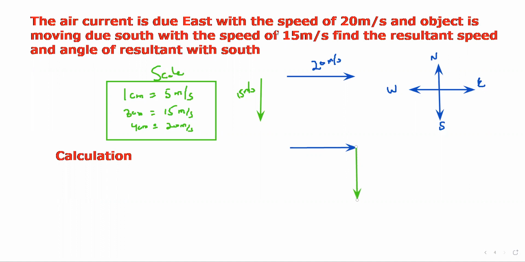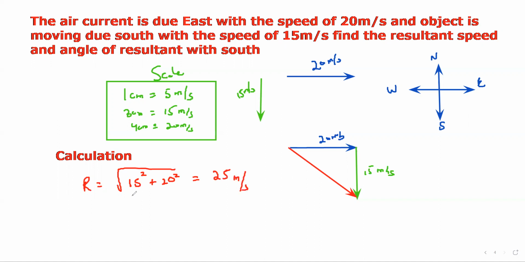So even in a calculation method, we complete a triangle. So 20 meter per second and 15 meter per second. So what will be the resultant? This will be the resultant, meaning the hypotenuse. So how to get the resultant of these two vectors? Square root of 15 squared plus 20 squared. What's the answer for this? That's 25. Okay. So the resultant is equal to 25, and the unit will be meter per second.